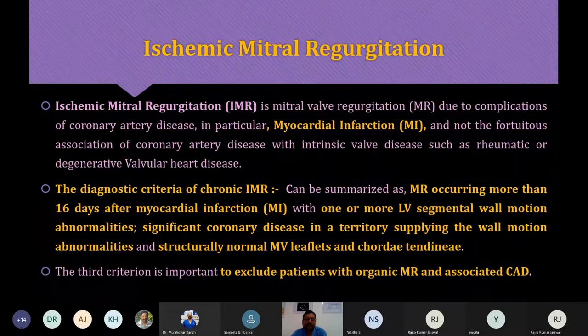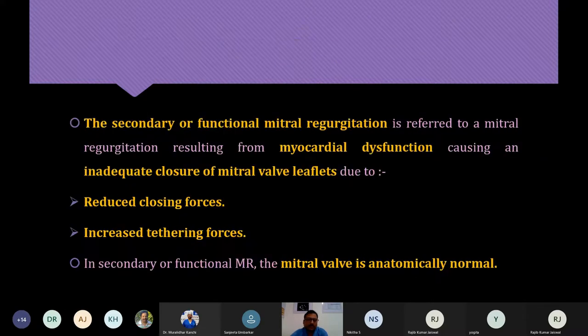The third criterion is very important to exclude patients with organic mitral regurgitation associated with coronary artery disease. Secondary or functional mitral regurgitation refers to mitral regurgitation resulting from myocardial dysfunction causing inadequate closure of the mitral valve leaflets. Now there are two important things to be considered here. One is a reduced closing force and the other is an increased tethering force. These are the two main pathomechanics behind functional or secondary mitral regurgitation following myocardial infarction.